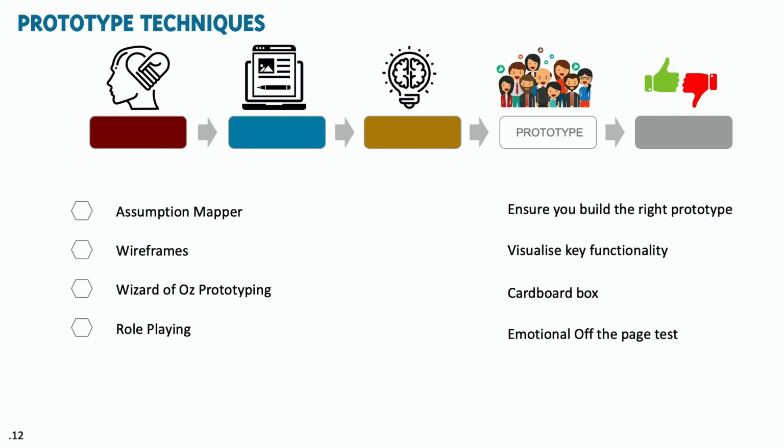Assumption Mapper is a technique that ensures the Agile team builds the right prototype. Wireframes help visualize the key functionality that needs customer feedback. Whilst a Wizard of Oz prototype may be considered rudimentary, it does allow the Agile team to communicate using physical actions some of the core ideas for the solution being developed. Finally, role-playing is a simulation technique that can quickly elicit user feedback on a number of topics, including interaction, speed, size and shape, and the general user-product interaction experience, which will drive better design.